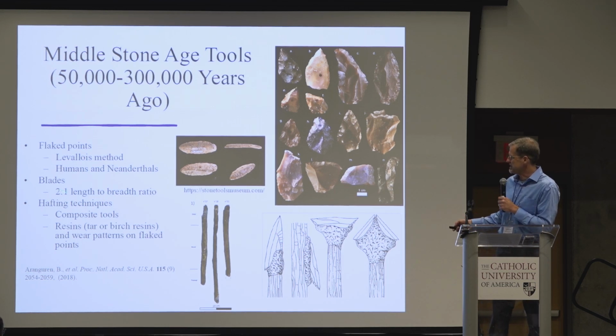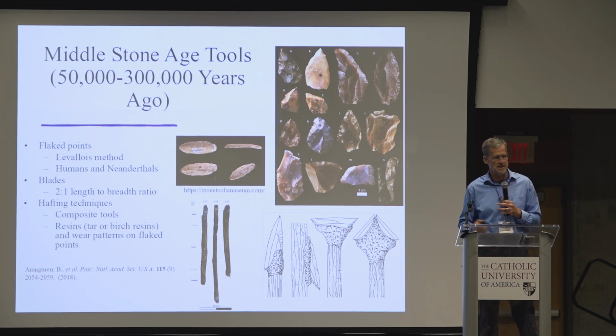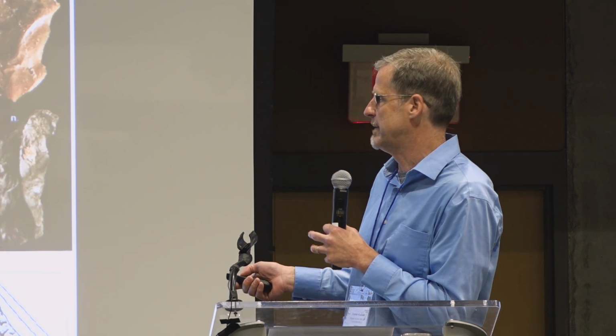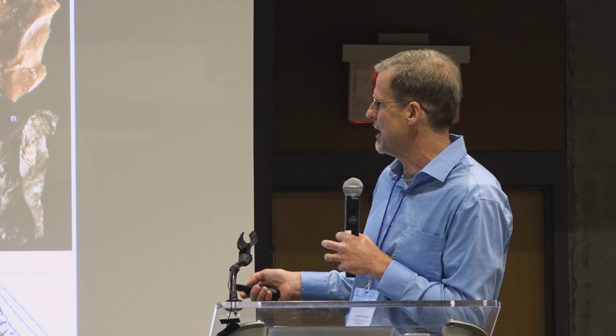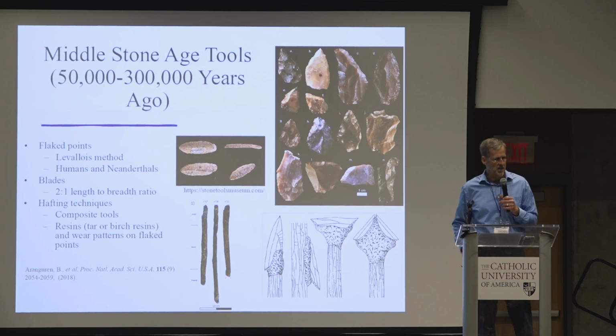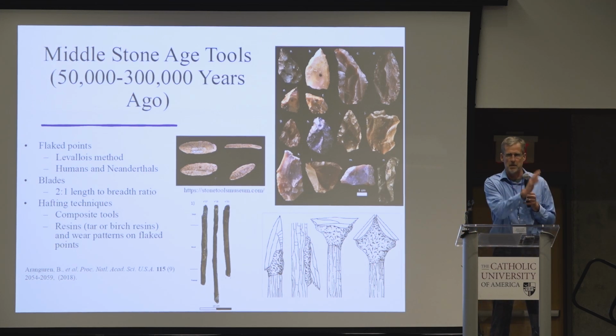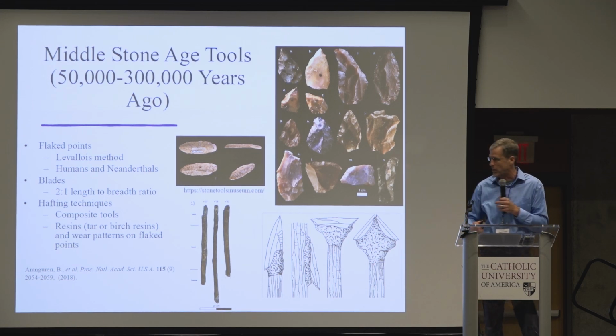Now, a couple other things happened at this time. You start to see a lot more blades. Blades are not unique to this time, but they are basically defined as flaked tools that are twice as long as they are broad. And they start to be one of the dominant tools that you find. You see them sporadically before this, but they sort of take off here.